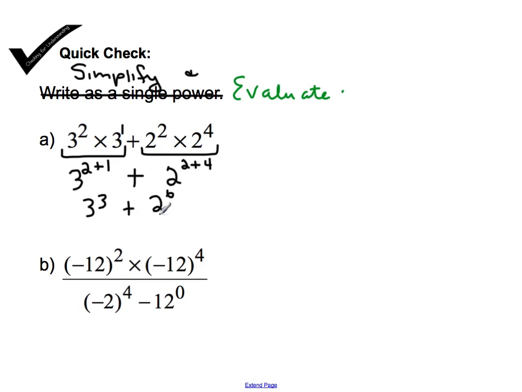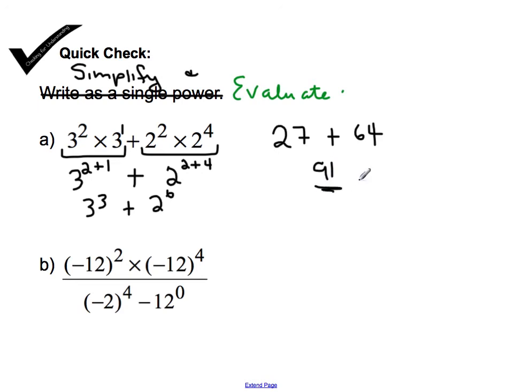Now I have an addition, and it doesn't really even matter. Even if this was multiplication, the bases are not the same, so I can't touch them. So I go to the order of operations. 3 to the power of 3 is 27. 2 to the power of 6 is 64. And now I add them together. So I get 91.